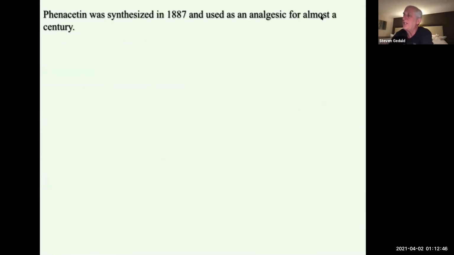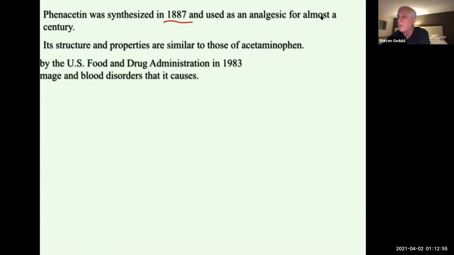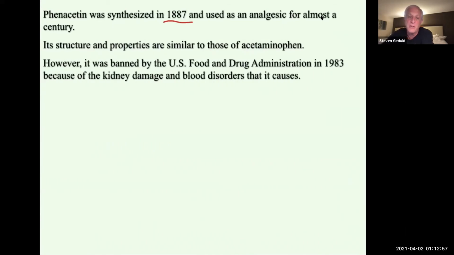Phenacetin was synthesized in 1887, used as an analgesic for almost a century. Its structure and properties are very similar to acetaminophen. We had some problems with it. It was banned by the United States Food and Drug Administration in 1983 because of kidney damage and blood disorders that it caused. Now that's the phenacetin.